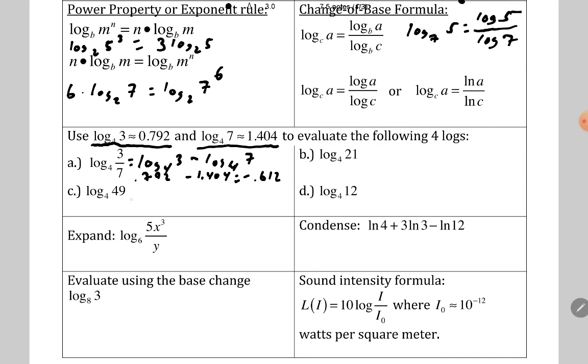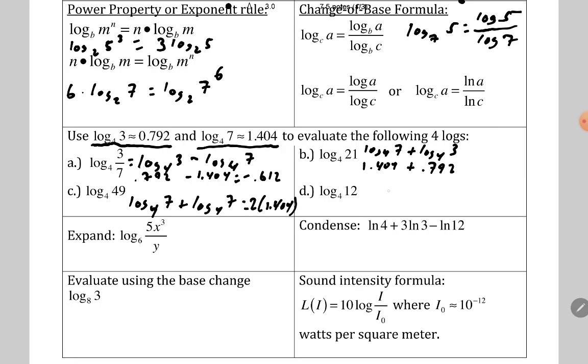Okay, let's go ahead and do C. So we know 49 is also 7 times 7. So this is log base 4 of 7 plus log base 4 of 7, which is the same thing as 2 times 1.404. So 2.808. Part B. So log base 4 of 21, again, that's log base 4 of 7 plus log base 4 of 3. So we're going to add the two together. So 1.404 plus 0.792. I'm going to go ahead and skip the calculation there.